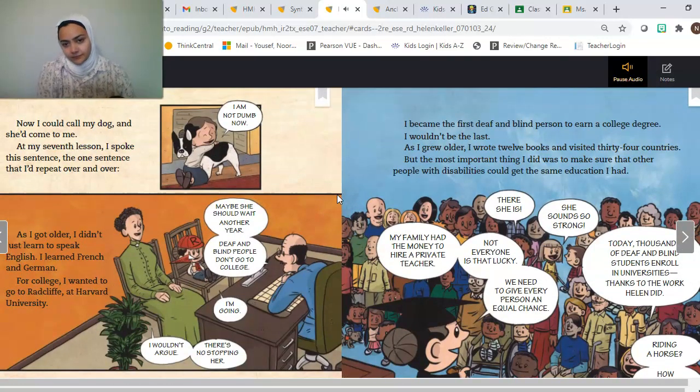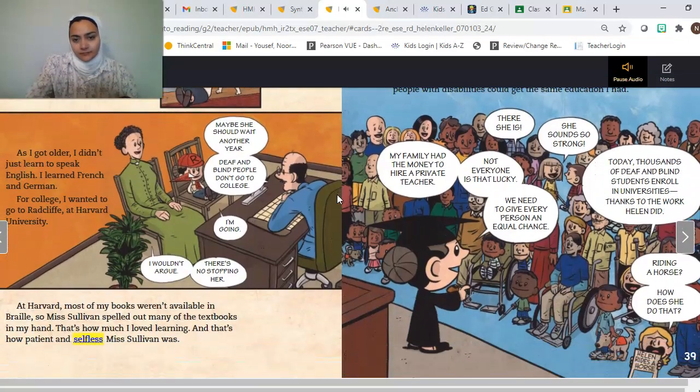I wouldn't be the last. As I grew older, I wrote 12 books and visited 34 countries. But the most important thing I did was to make sure that other people with disabilities could get the same education I had. My family had the money to hire a private teacher. Not everyone is that lucky. We need to give every person an equal chance. There she is! She sounds so strong! Today, thousands of deaf and blind students enroll in universities, thanks to the work Helen did. Riding a horse? How does she do that?